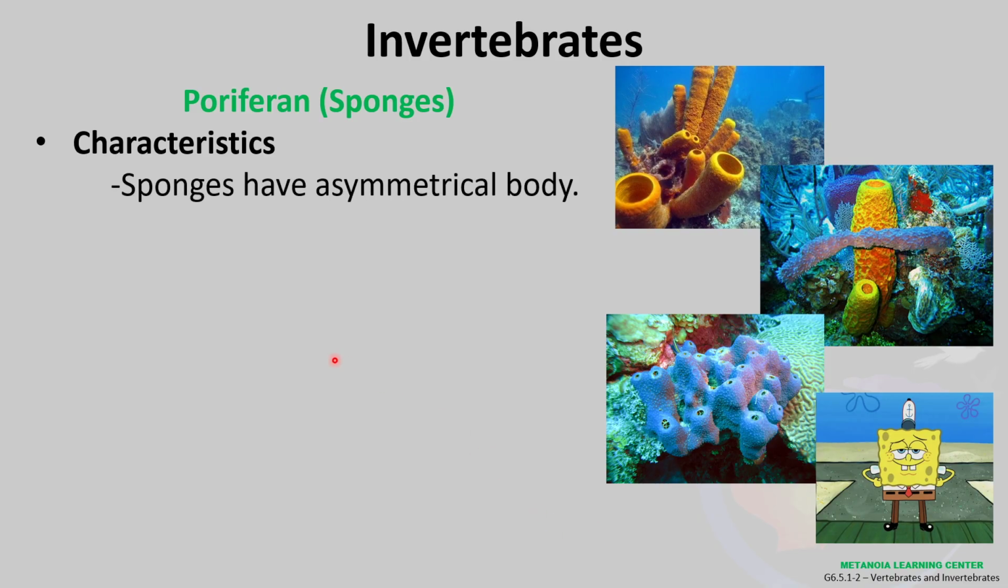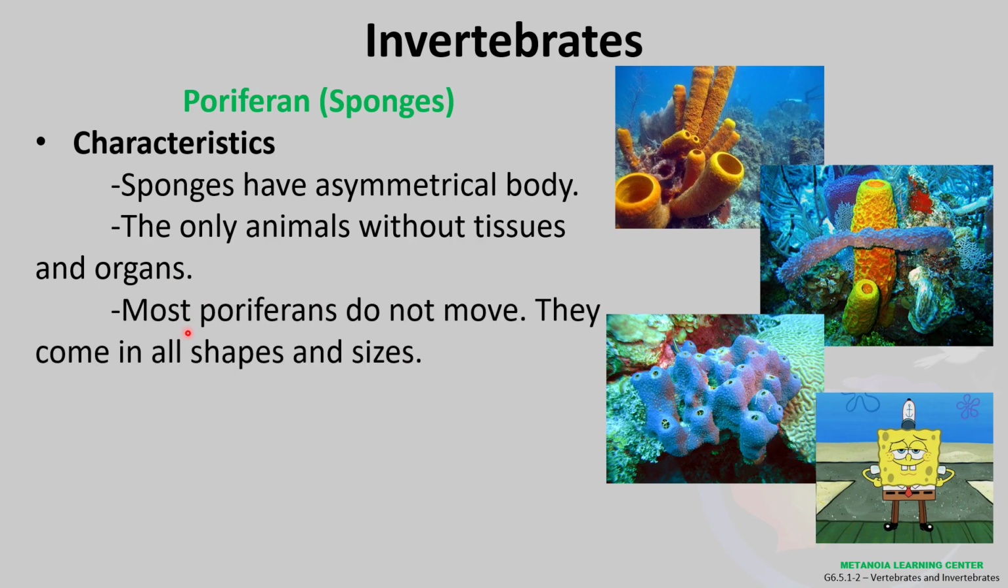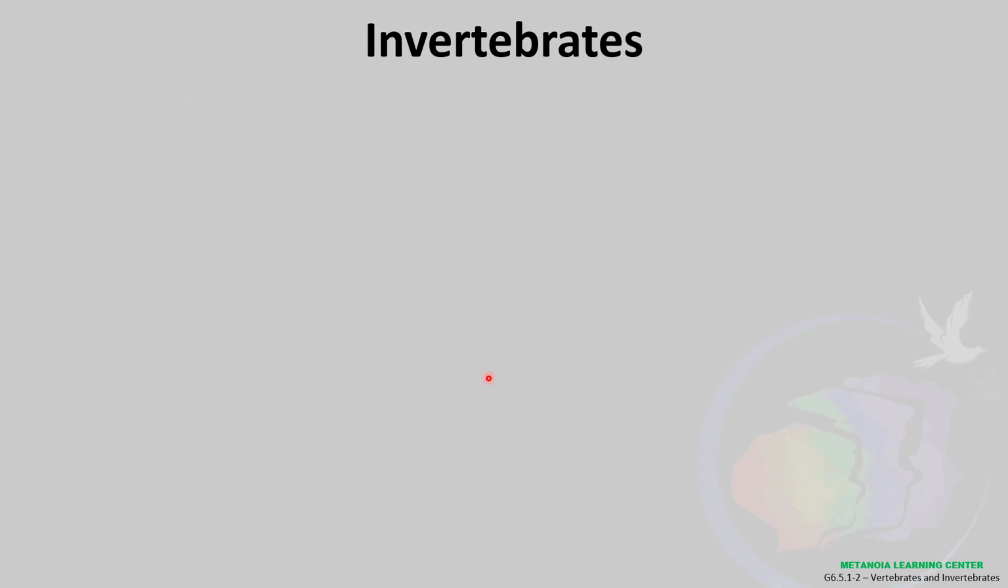Okay, so sponges have an asymmetrical body. They are the only animals without tissues or organs. Most poriferans do not move. They come in all shapes and sizes. But in the show, of course, what would the story be if SpongeBob wouldn't move around, right?